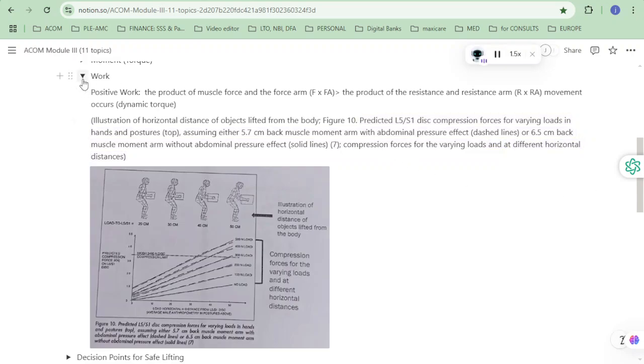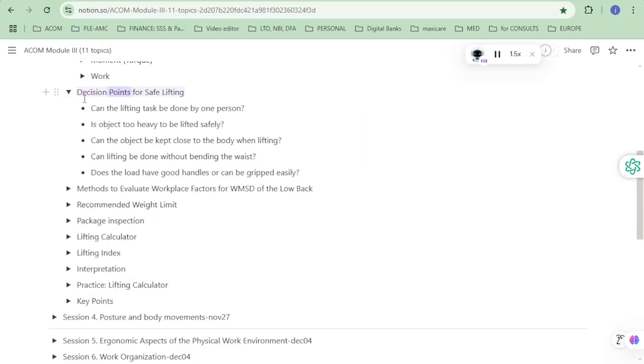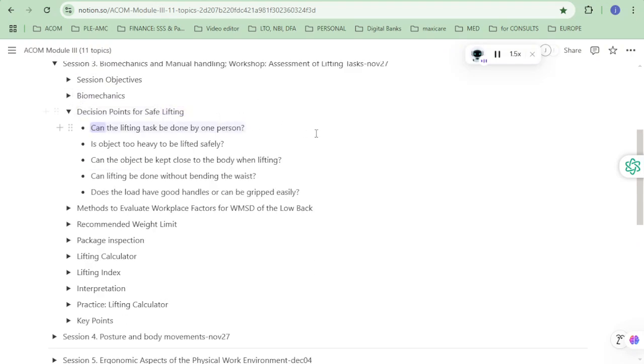Decision points for safe lifting. Can the lifting task be done by one person? Is the object too heavy to be lifted safely? Can the object be kept close to the body when lifting? Can lifting be done without bending the waist? Does the load have good handles or can it be gripped easily?